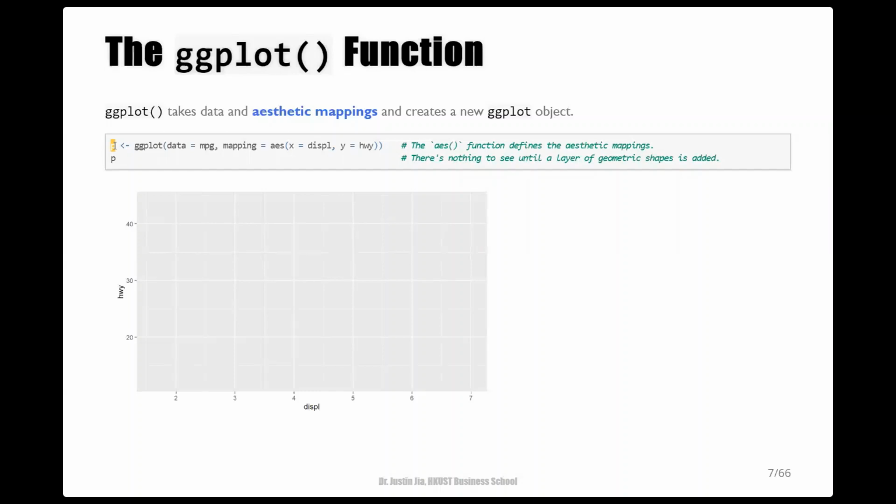As you can see, the output is an empty panel with axes and labels. And this panel has a slightly different appearance than those created by the base graphics system. It has a gray background with white grid lines. But other than this bounding box, there's nothing to see until we define what geometric shapes we want to use to display the data and add a layer of them.